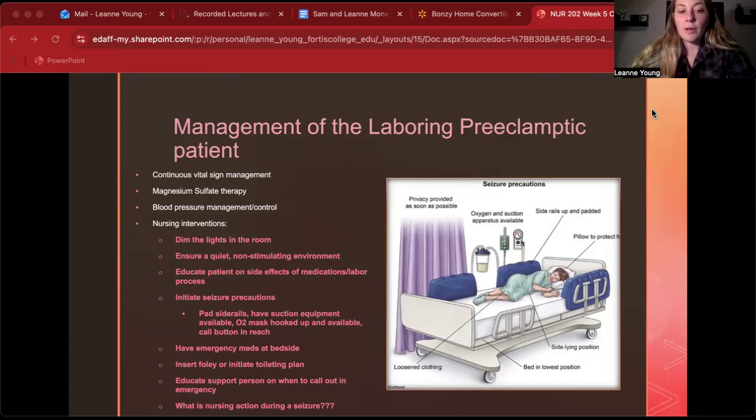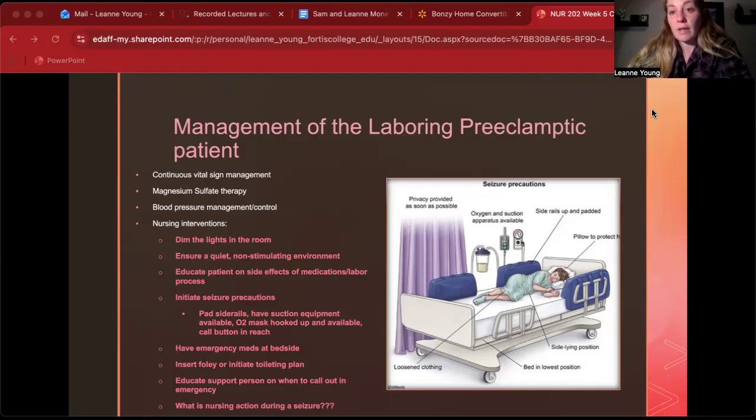And then you guys should know your nursing action during a seizure. We're laying our patient on their side. We're making sure that the airway is clear. We're going to have suction readily available. We're activating a rapid response so that we can get providers to the bedside.